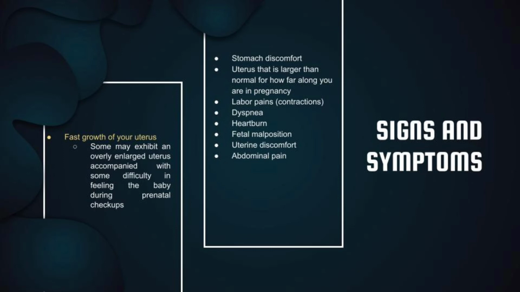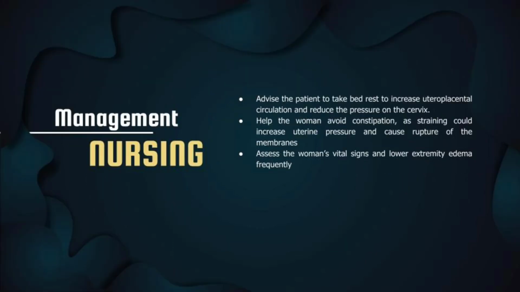Next is for signs and symptoms. Fast growth of your uterus, in which some may exhibit an overly enlarged uterus accompanied with some difficulty in feeling the baby during prenatal checkups. Stomach discomfort, a uterus that is larger than normal for how far along you are in pregnancy, labor pains, which are contractions, dyspnea, heartburn, fetal malposition, uterine discomfort, and lastly, abdominal pain.